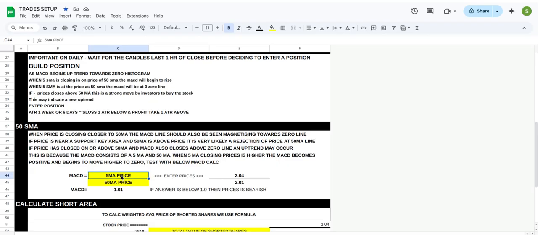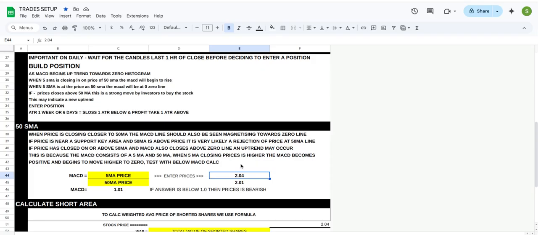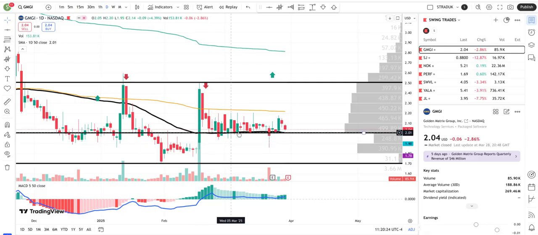So we put the shorter time frame on the top, the longer time frame on the bottom. We put the price in for the shorter time frame, $2.04. We put the current price at the 50 MA, $2.01, sorry, and it shows a positive outlook. And as you can clearly see, the price is positive.